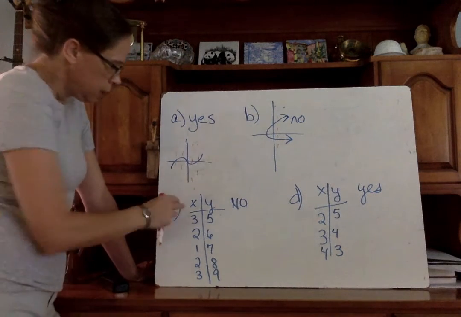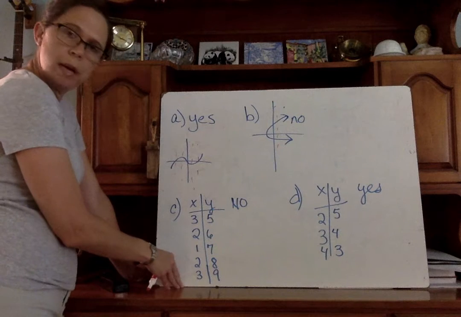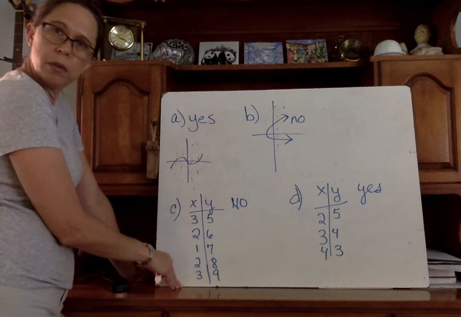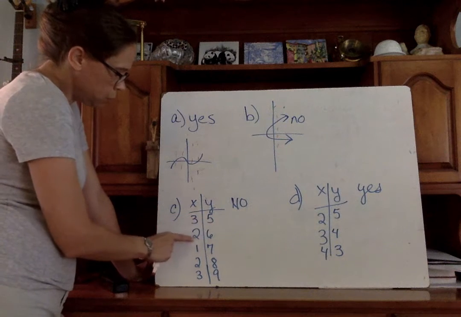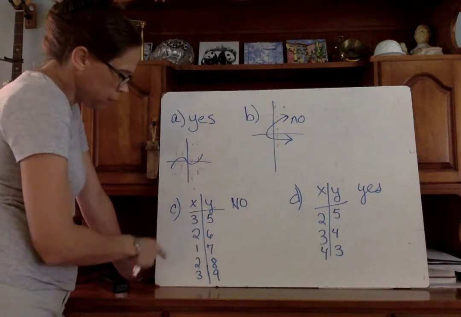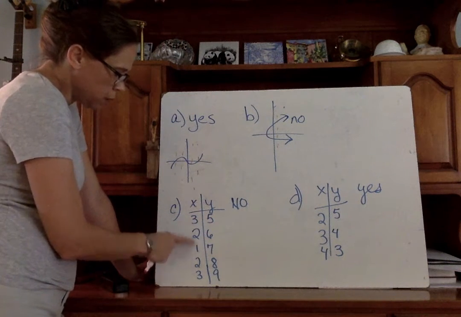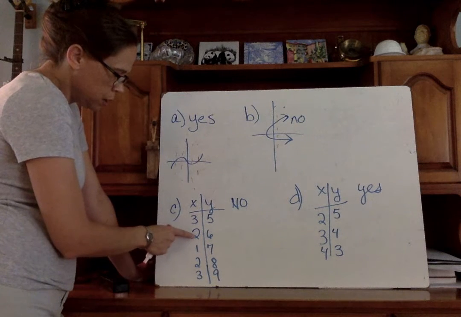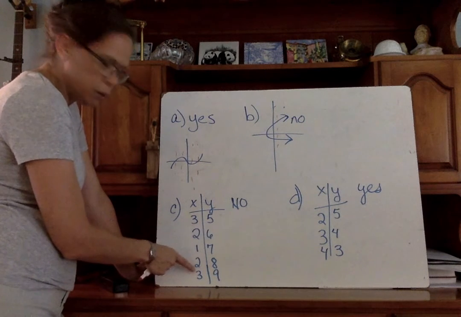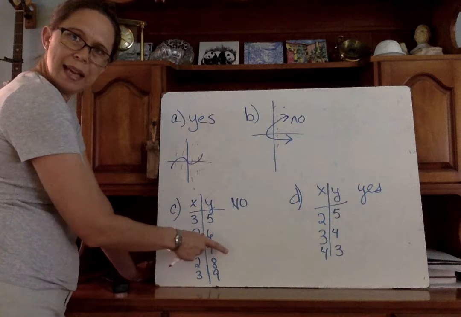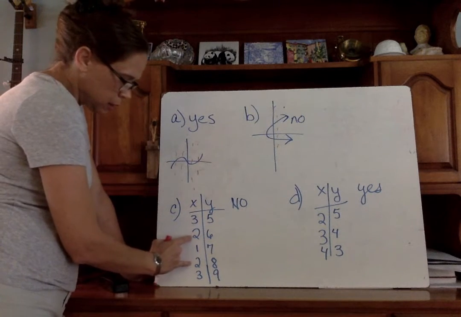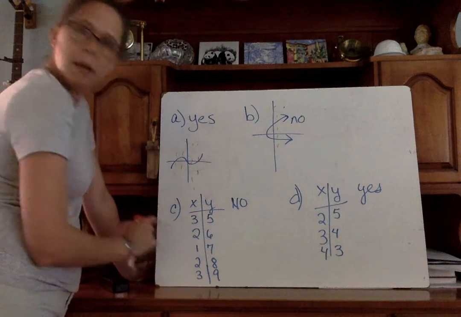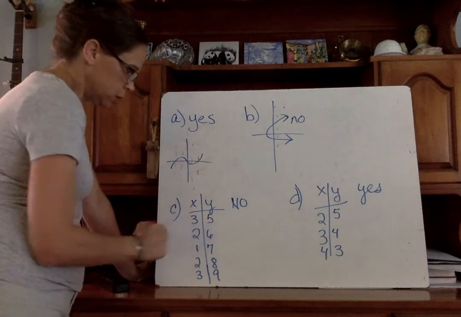Okay? Now we have to see here, based on the inputs and outputs, whether this one is a function. Okay? When I have 3, I get 5. When I have 2, I get 6. When I have 1, I get 7. When I have 2, I get, already had 2. Up here, when I got 2, I got 6. Down here, when I put in 2, I get 8. Nope. If I have the same input, I gotta have the same output. This is not a function.